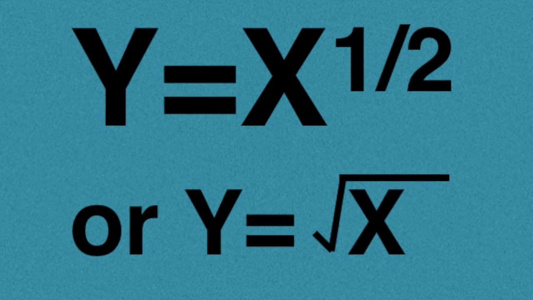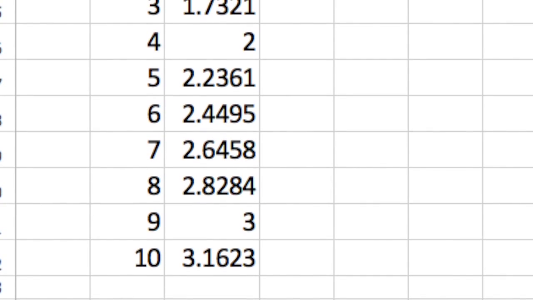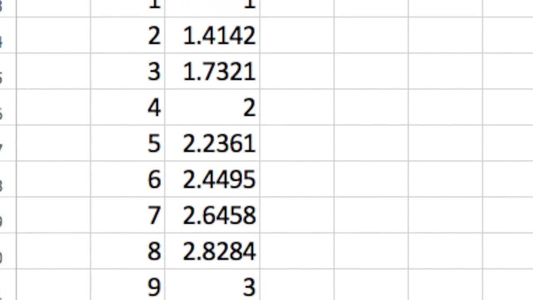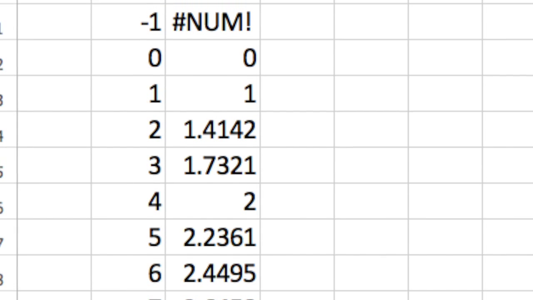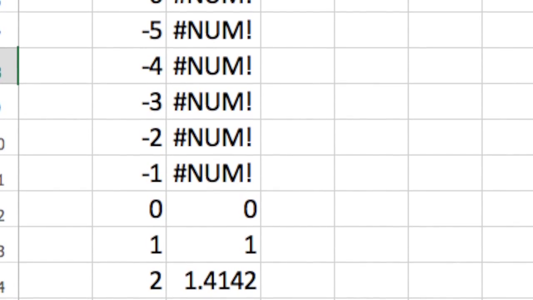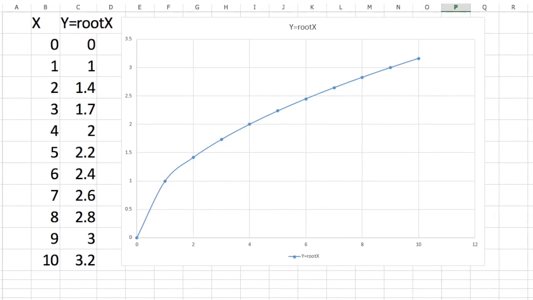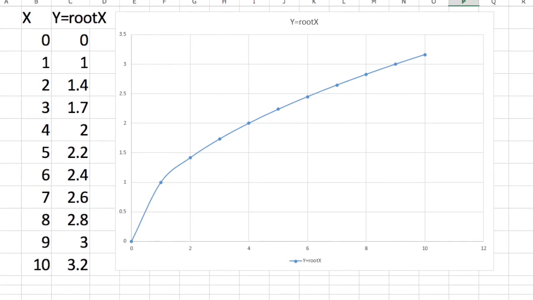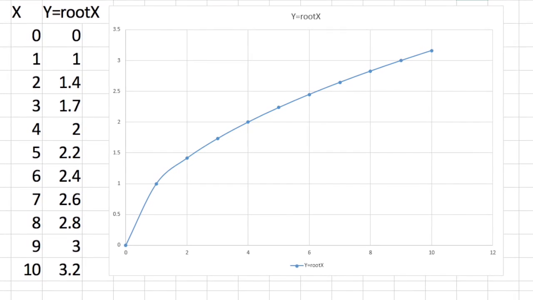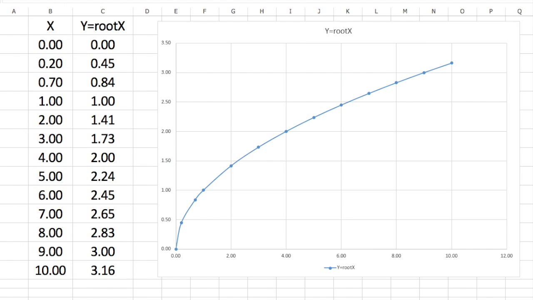Plotting a graph y equals the square root of x, we cannot use negative values of x, because the square root of a negative value is not a real number. The curve here is not very smooth, partly because we have no values of x below 1, and partly because the calculation of the square root is only to two significant figures. By correcting both of those, the curve is very much more smooth and more accurate.